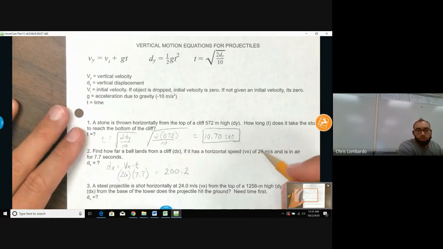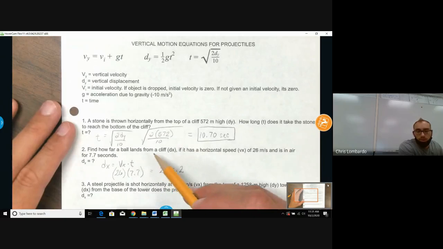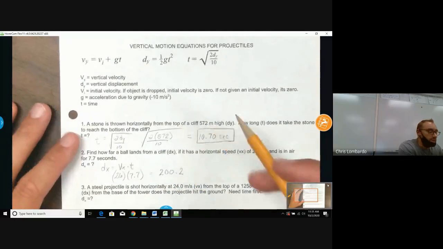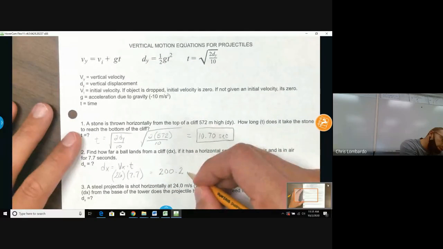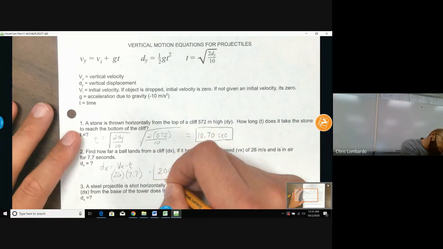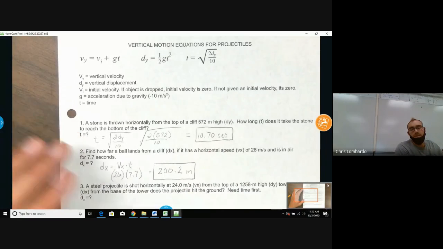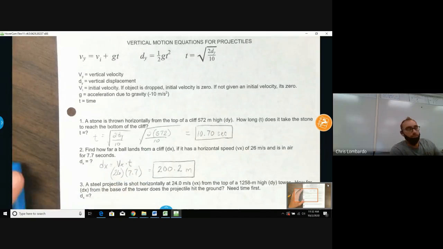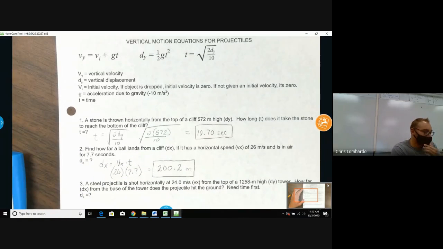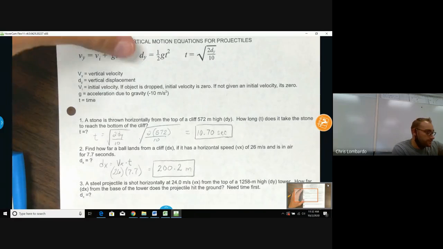And the unit, well, what are we asked for? How far from the base of the cliff? That's dx. So dx is the distance or displacement. We're going to use meters here. We're going to box that answer. Now the next one.